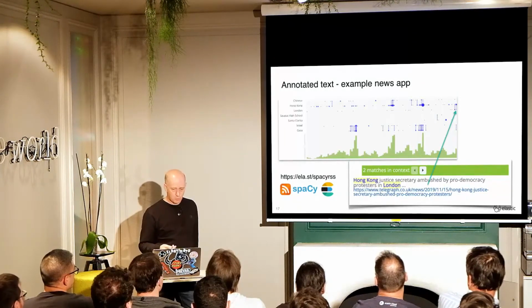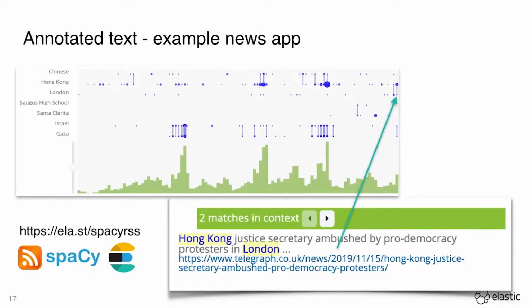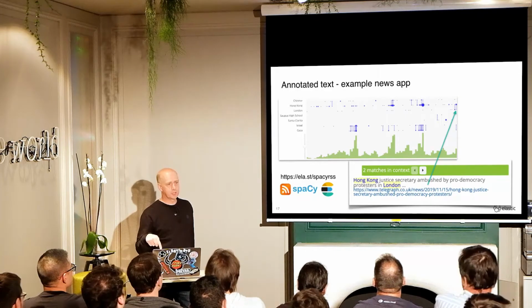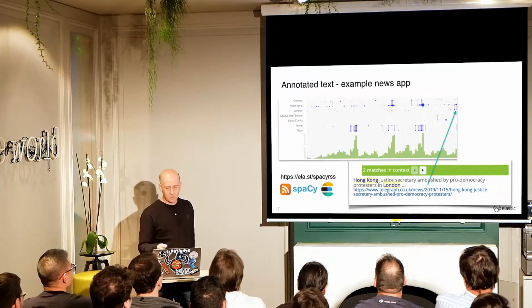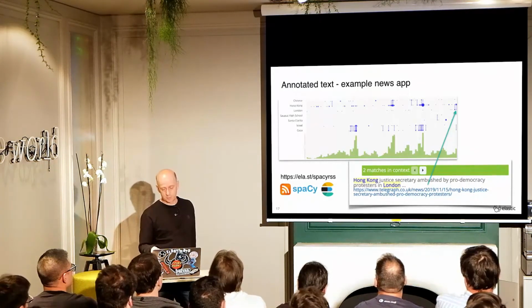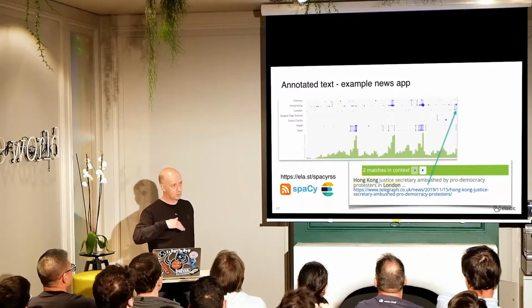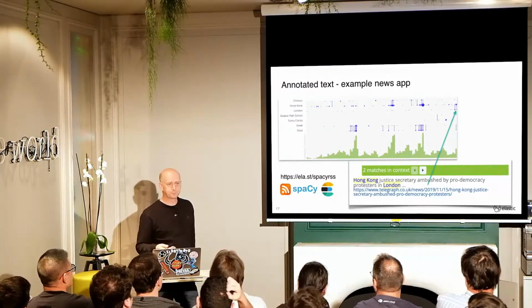What we're seeing in this visualization here is an example application where we are looking at the things that happened in the last week. We've got China and Hong Kong kicking off, and then towards the end of the week we see Hong Kong and London appearing together. There are documents with a vertical line over there on the right hand side that suggest that those two things are connected. And when we click on those, we can drill down to the text of the document that said the Hong Kong Justice Secretary was ambushed by pro-democracy protesters in London. So that's how the world of Hong Kong and London became connected.